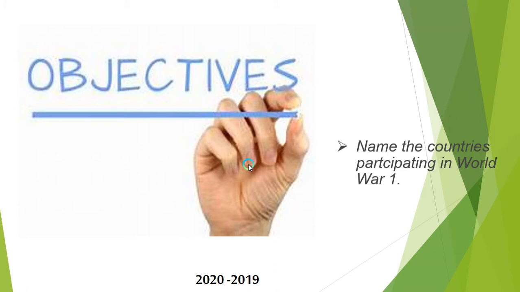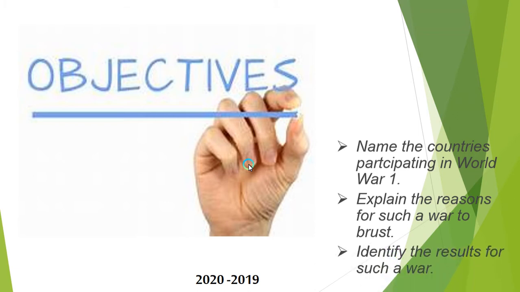The first objective for this lesson is to name the countries participating in the World War One. Number two, explain the reasons for such a war, or how the war started. And the third one, identify the results of such a war.